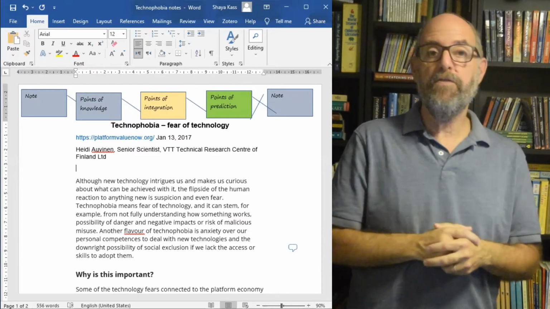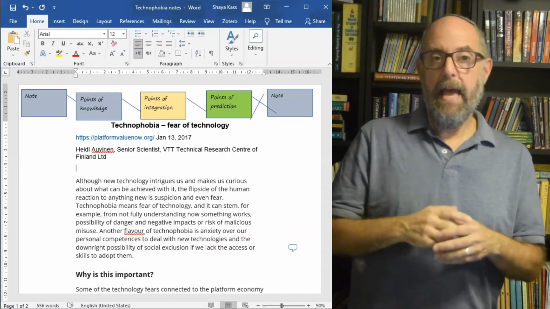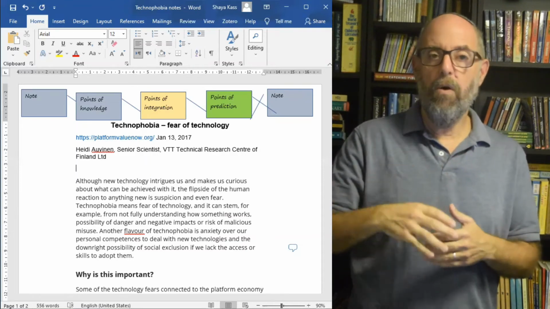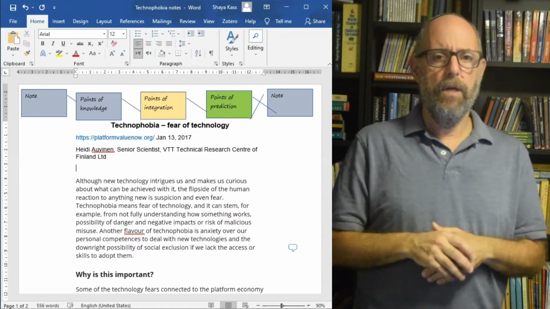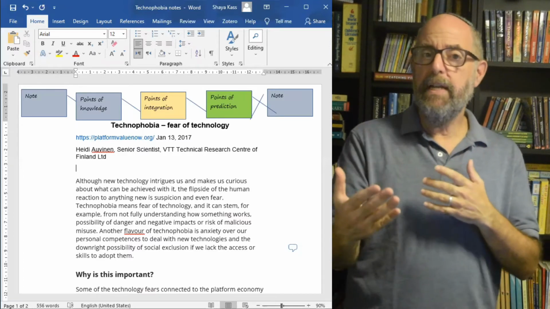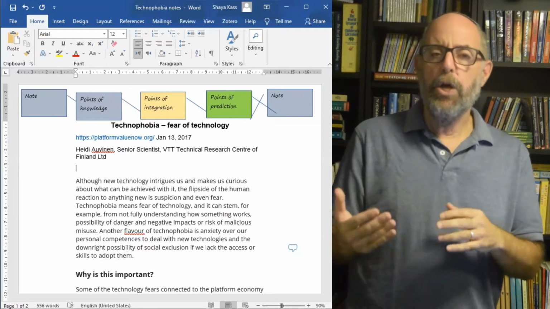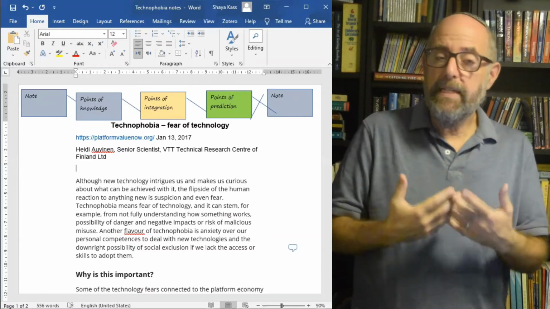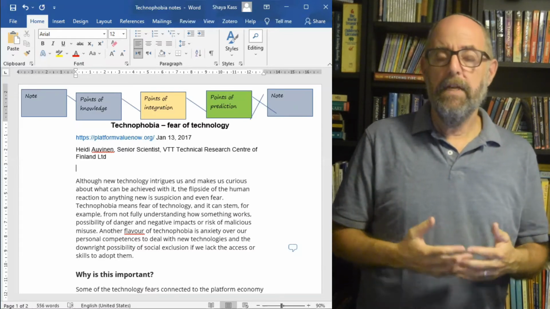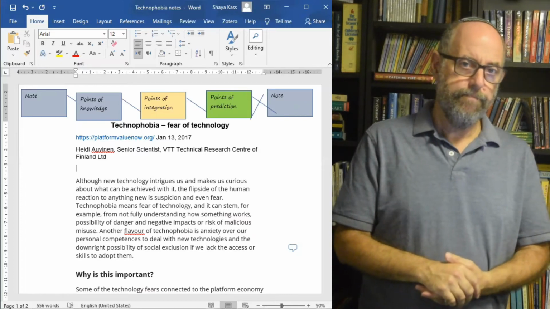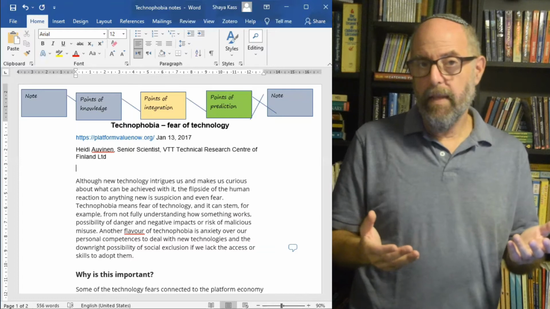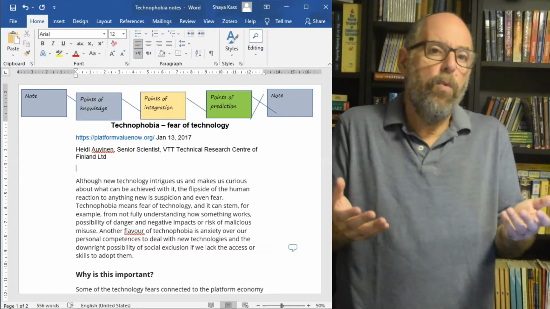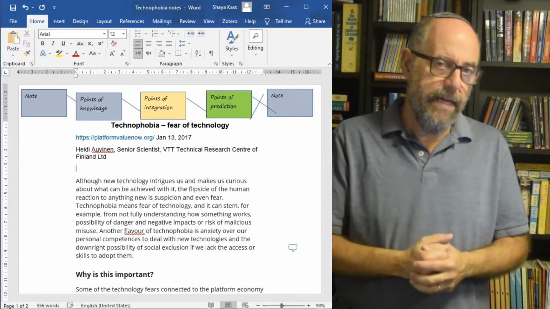And then we have points of prediction. And here we're going to try to predict what the author is going to tell us. This is a very powerful tool, prediction, because once you make a prediction, whether it's right or it's wrong, you learn better, you understand better what the author is trying to say. Also along the way, I may ask a question and say, I don't know what this means. I wonder what it means. Okay?